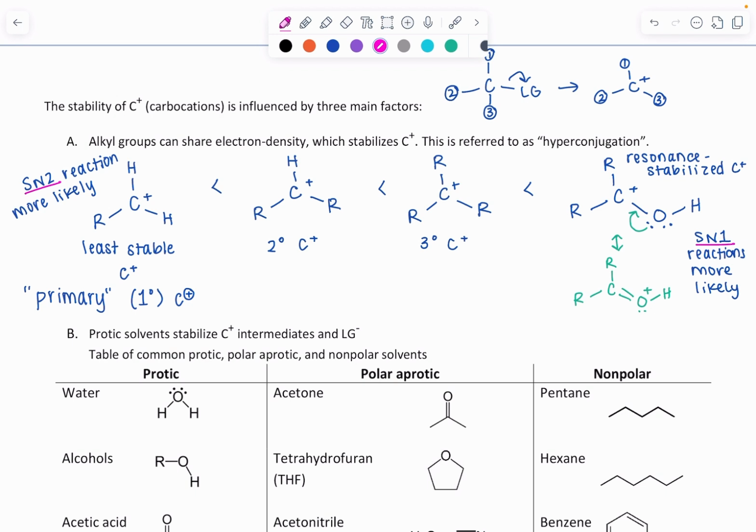Secondary is iffy. We'll come back to that later in this unit. It could kind of go either way. It depends on other factors. Tertiary is definitely likely to go through SN1, and resonance stabilized likely to go through SN1. So this is one important way to differentiate between SN1 and SN2 reaction pathways.